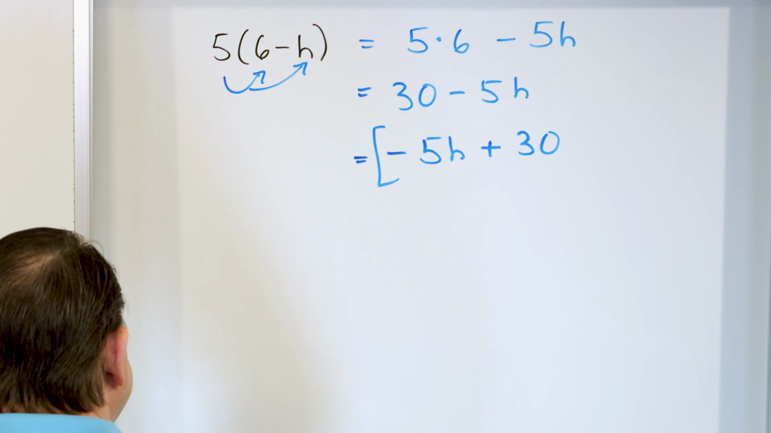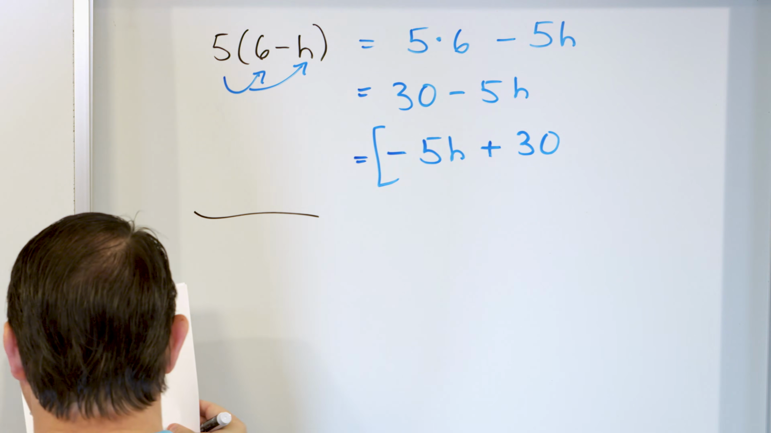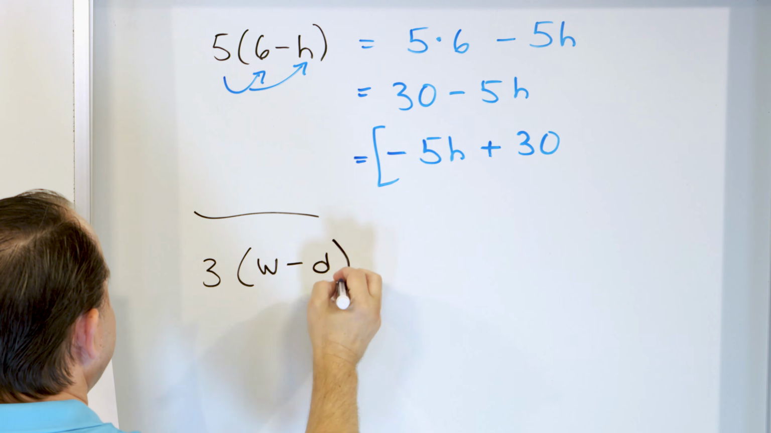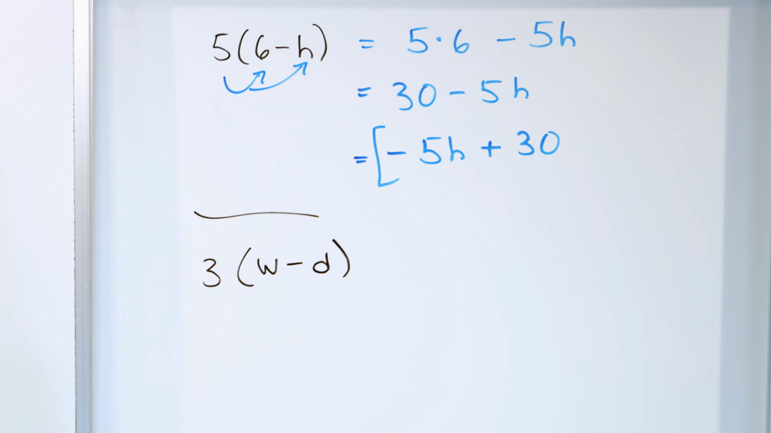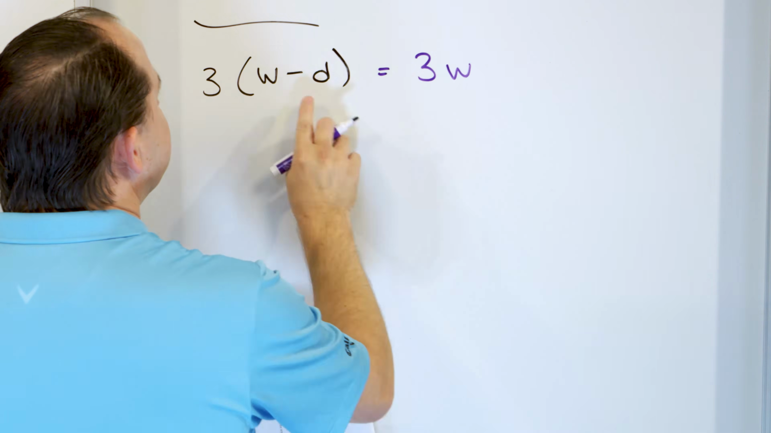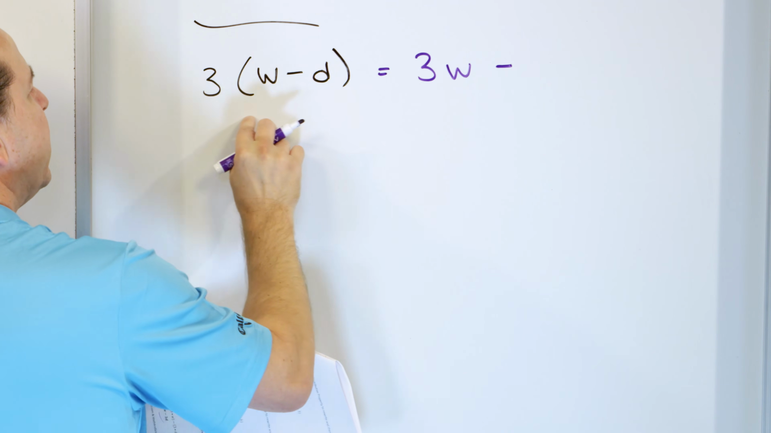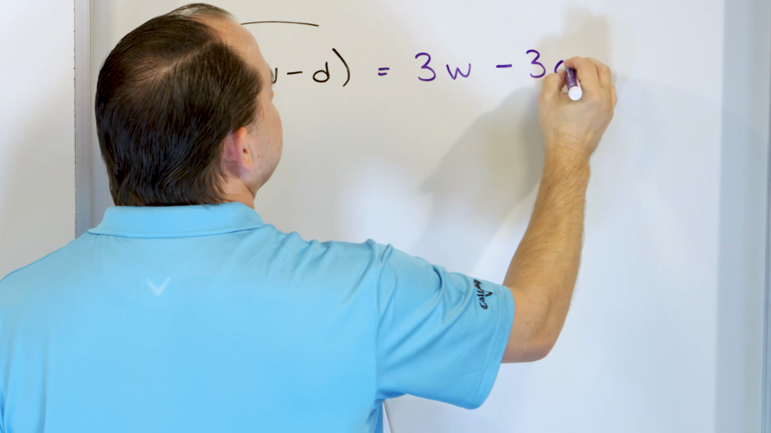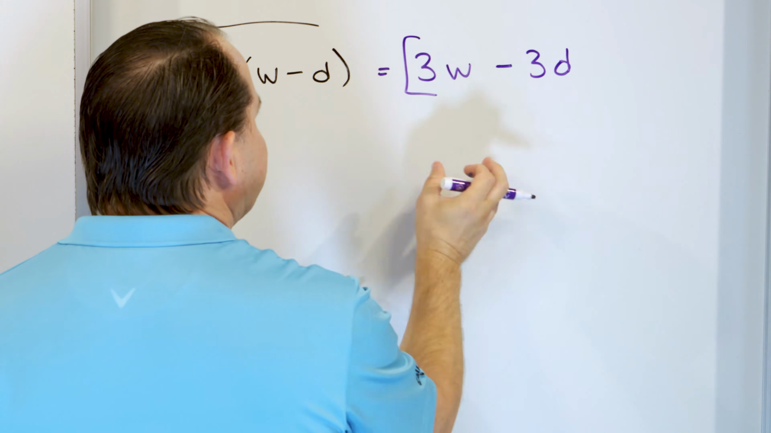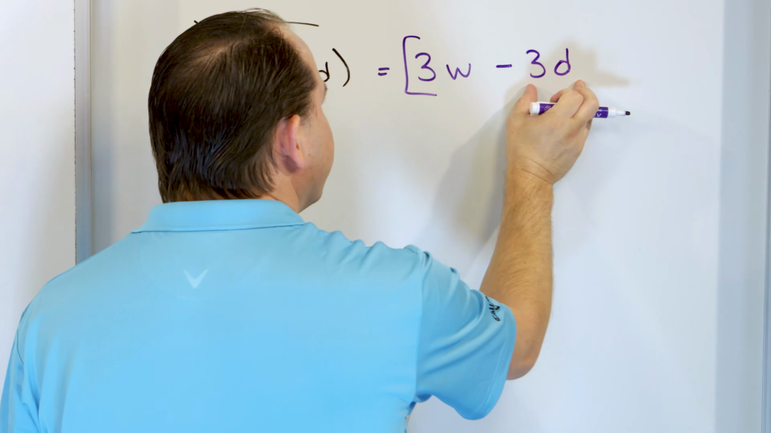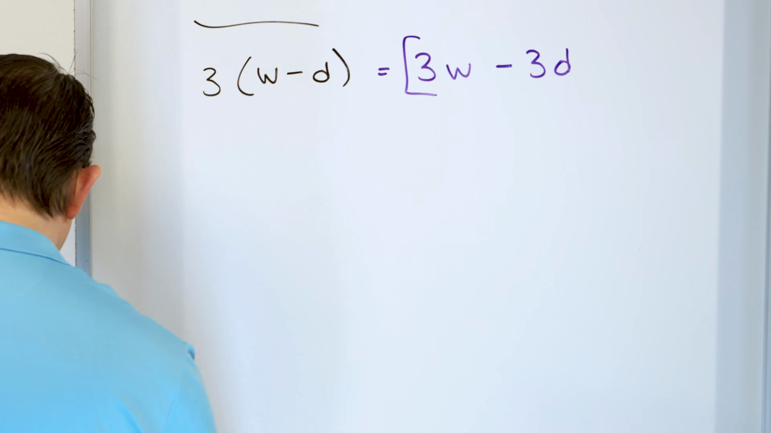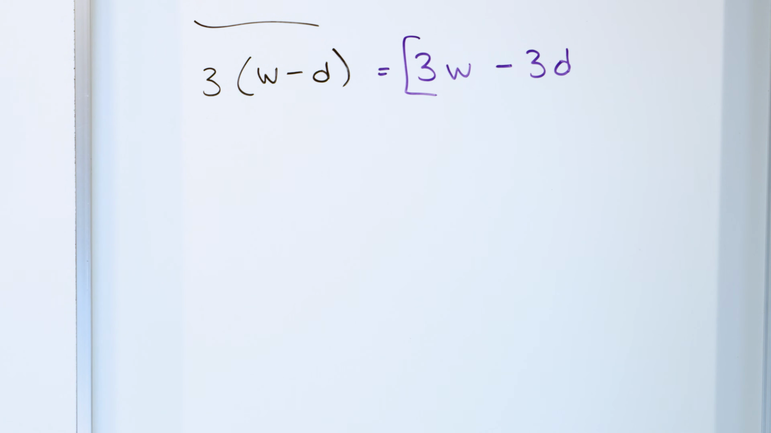All right. Let's take a look. Almost done. What about 3 parentheses, w minus d? So again, we have 2 variables on the inside. 3 times w, we just write it as 3w. Minus comes along from here. 3 times d is 3 times d. So we have 3w minus 3d. And we can just leave it like that because we have a term with the variable and a term with the variable. So we could flip it around if we want, but there's no real need to, so we'll just leave it the way it is there.